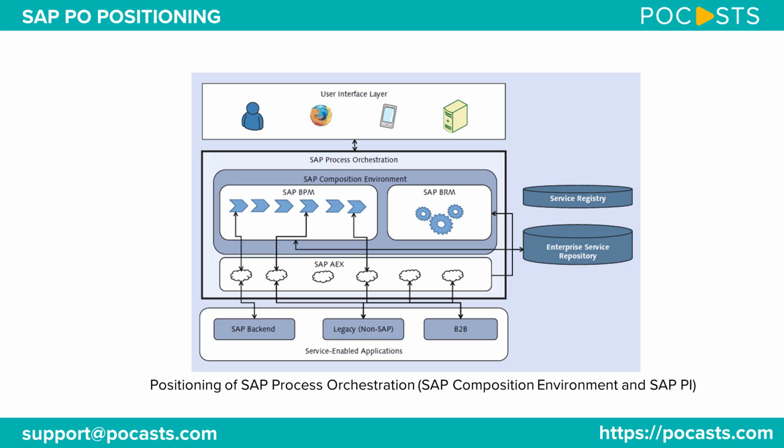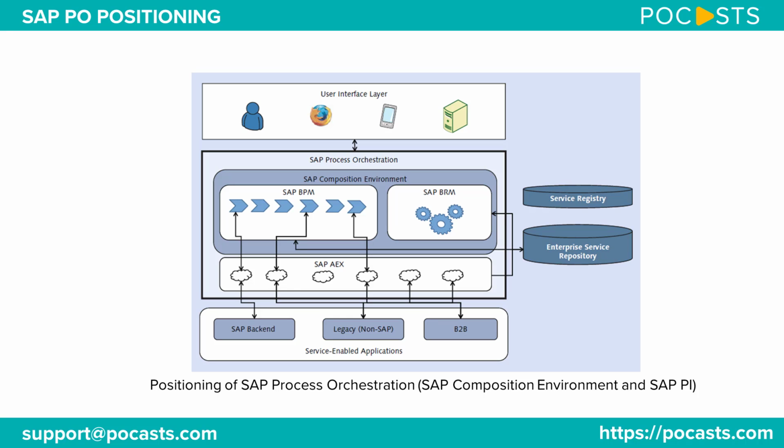Let's understand each of these layers. The presentation layer is nothing but the medium through which the user can communicate, like a mobile system or a browser. It can also be called the UI layer, using which the user communicates. And PO is the integration layer, which helps to transfer the data from the presentation layer to service enabled applications, which is the backend layer. PO provides the tools using which the 2 layers can interact with each other. And PO, we have seen, has BPM to run business processes, BRM for rules management, and AEX for integration like connectivity and routing.